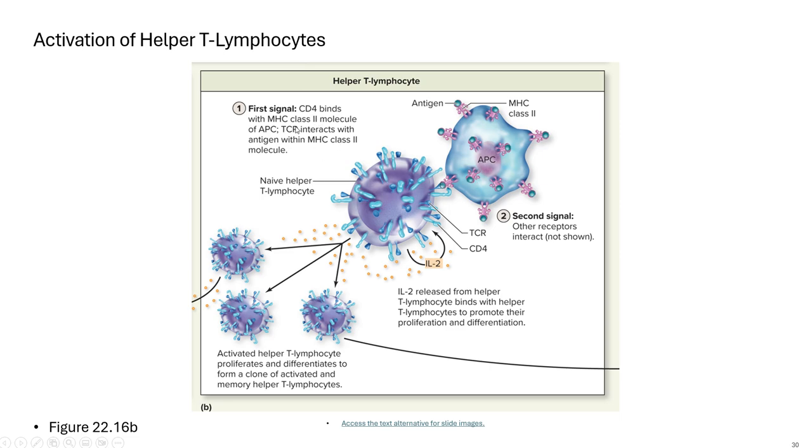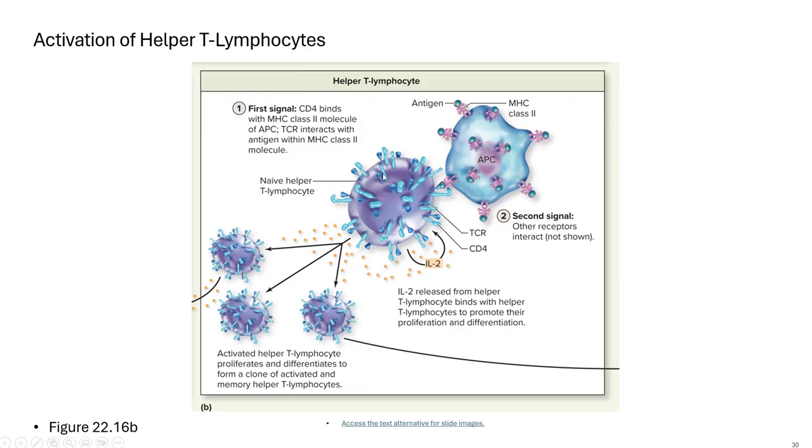So that's the first signal, and then that will initiate the T cell to begin secreting and producing these cytokines called interleukin, right? Interleukin 2 in particular. Interleukin 2 is what you can think of as an autocrine. Remember, there's different types of signaling molecules: there's endocrine, there's paracrine, there's autocrine. In this case, an autocrine signaling molecule is a molecule that stimulates the same cell that released it, right?